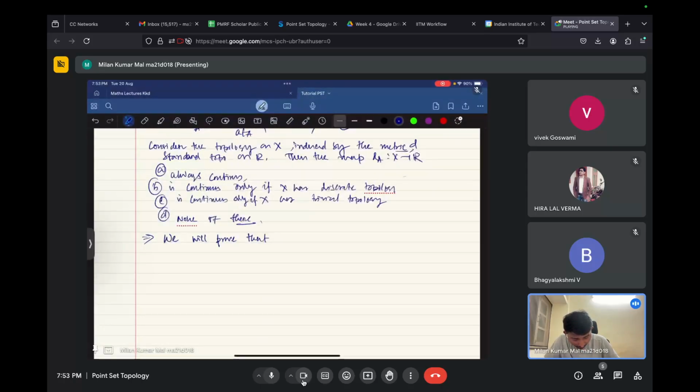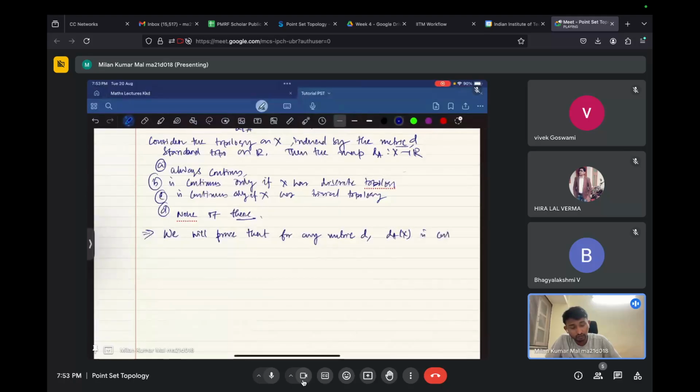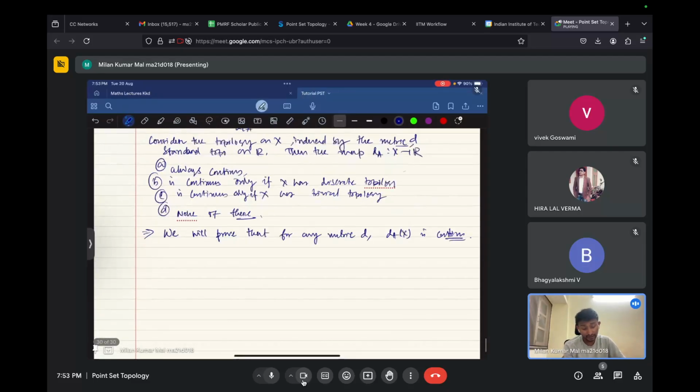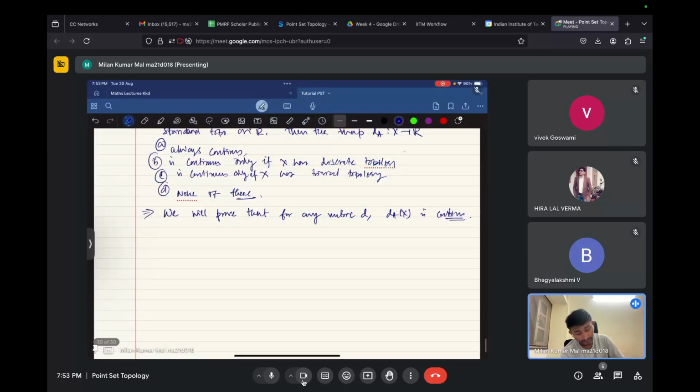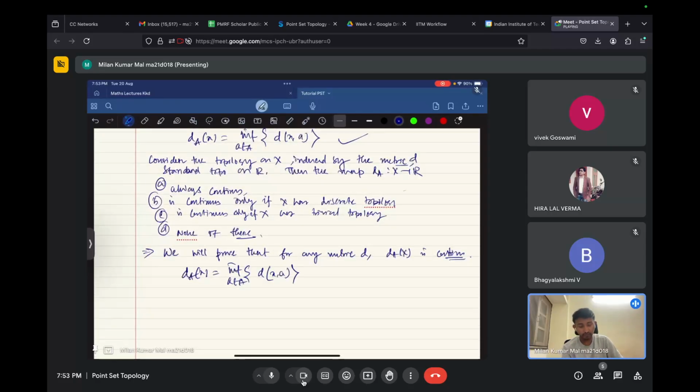for any metric D, d(A, x) is continuous. That is what I will prove, right? So now what I need to say here is there is a metric on the left hand side and real numbers on the right hand side. So the function here is d(A, x). Just let me write again d(A, x). What is d(A, x)? That is the infimum of d(a, x) where a comes from the subset A. This is the function.